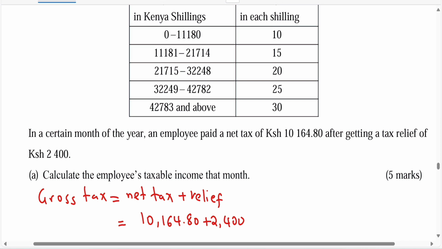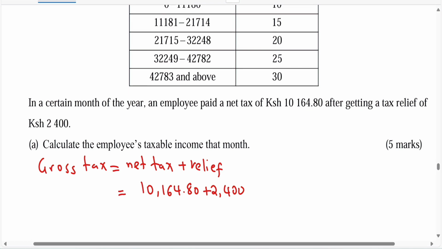Let me just confirm it again. 10,164.8 plus 2,400. No, not 13,000, but instead it should be 12,564. That's what I was wondering. Okay, let me just write it here. So it gives you 12,564.8. Sasa hiyo ndo gross tax yetu. So it'll go step by step.